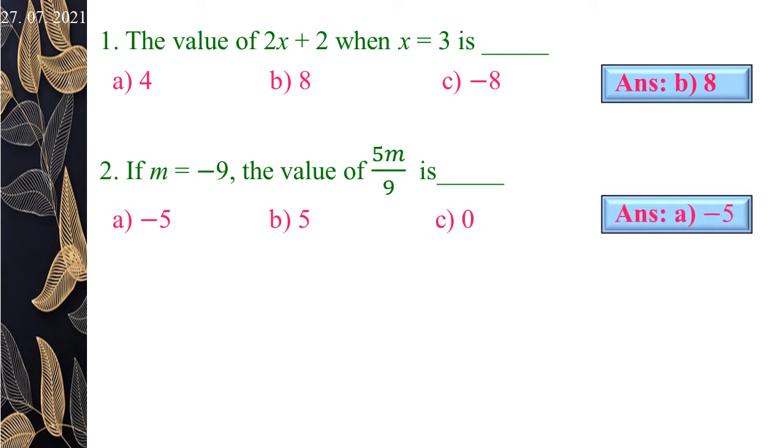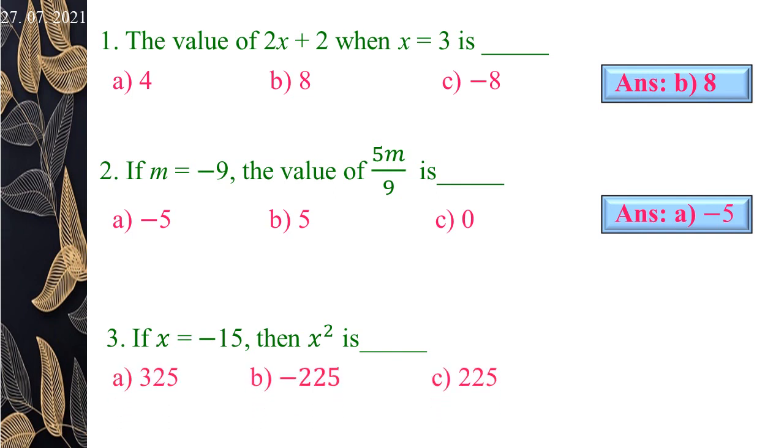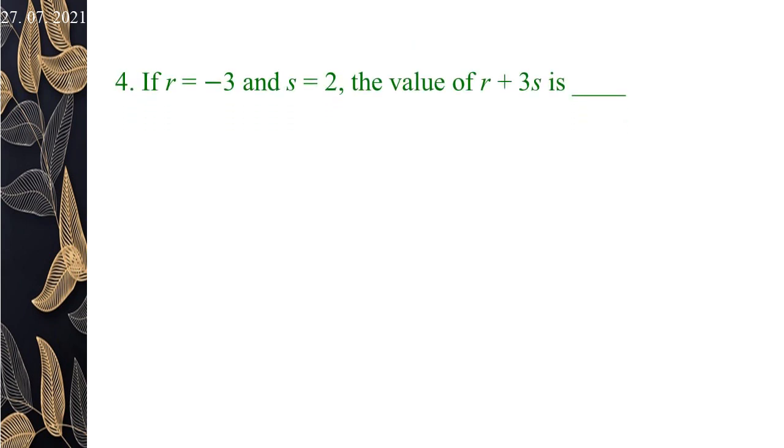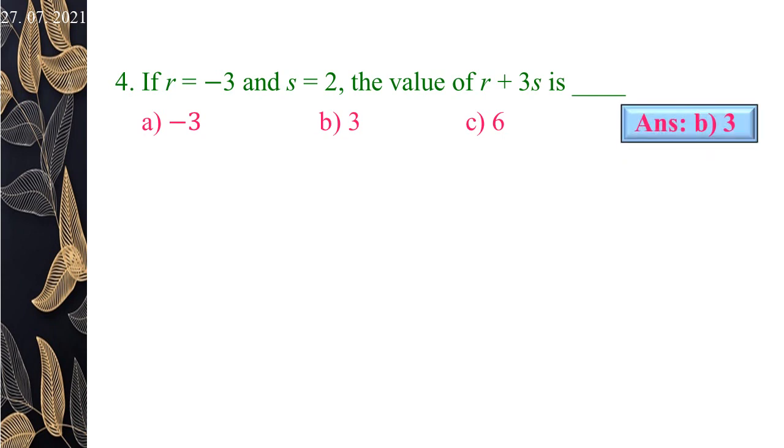Answer A, minus 5. Third one, if x equal to minus 15, then x square is dash. Option A 325, option B minus 225, option C 225. Answer C, 225. Fourth one, if r equal to minus 3 and s equal to 2, the value of r plus 3s is dash. Option A minus 3, option B 3, option C 6. Answer B, 3.